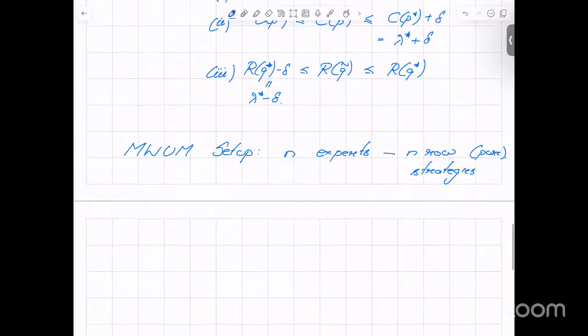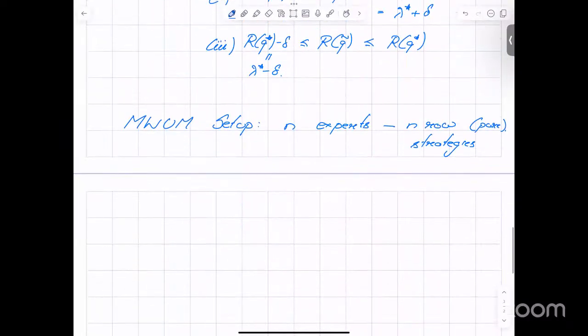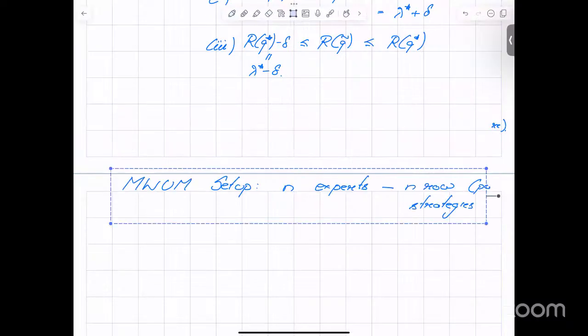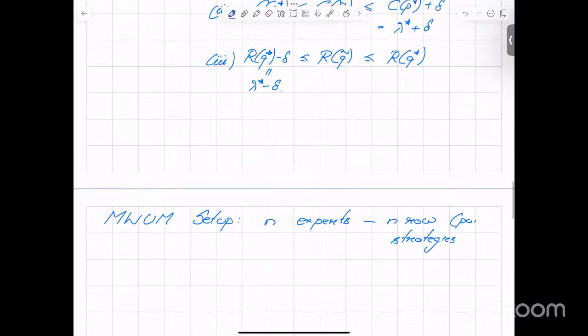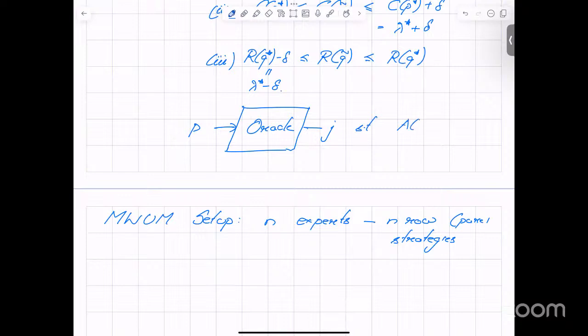The oracle that we are using. The oracle is just this. Let's write down the oracle. I give it a P and it outputs J such that A_PJ equals C(P). Okay. That's the oracle. When you give it a P, it outputs J for us.